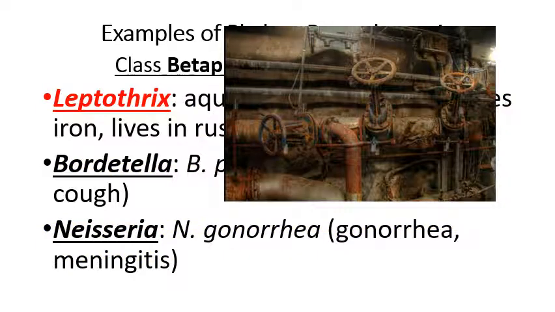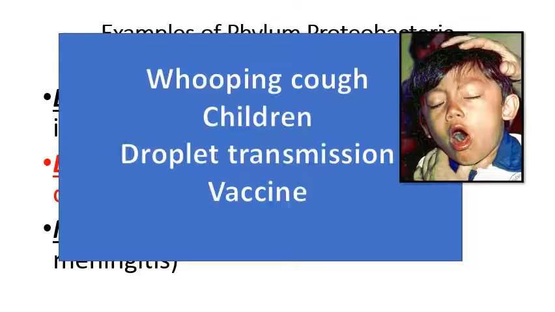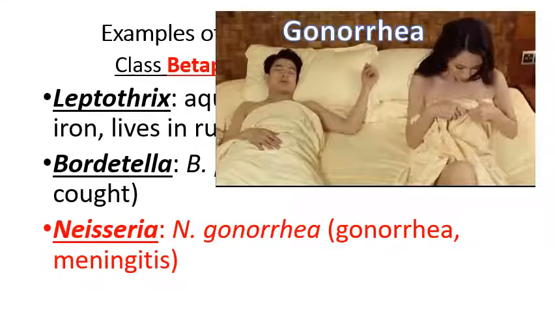All right, so starting from the top, Leptothrix can cause rusting pipes. It's an aquatic microbe, a member of class beta proteobacteria, and can cause rusting of underwater pipes. Bordetella pertussis causes whooping cough in children. There is actually a vaccine to prevent it, which children can get, and adults can get it as well. Neisseria gonorrhea, sexually transmitted disease.